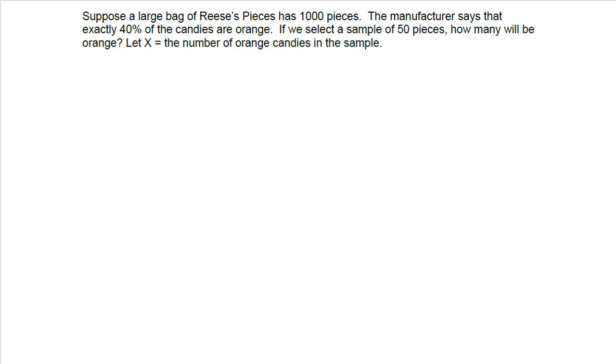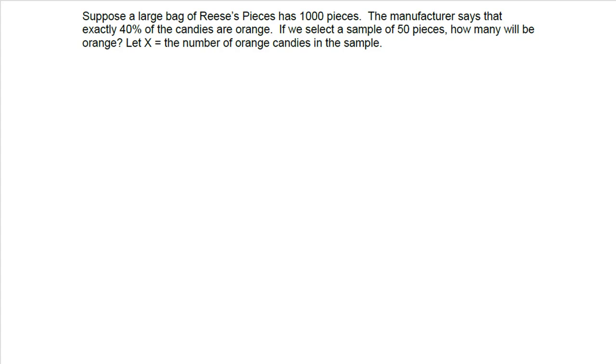Alright guys, so we're going to continue talking about our sampling distributions, and today we're going to talk about Reese's Pieces. Suppose we have a large bag of Reese's Pieces and it has 1,000 pieces. The manufacturer says that exactly 40% of the candies are orange. If we select a sample of 50 pieces, how many will be orange? We're going to let X equal the number of orange candies in the sample.